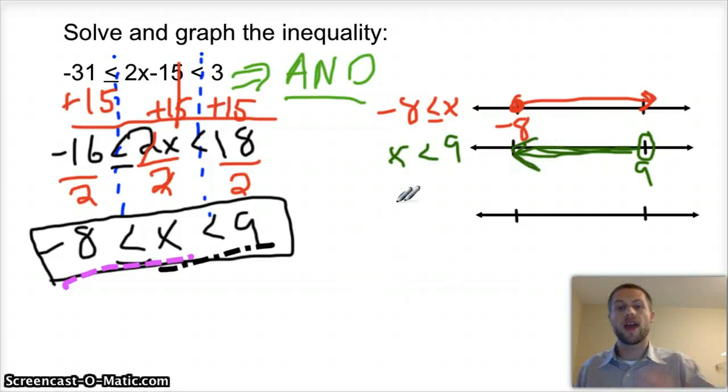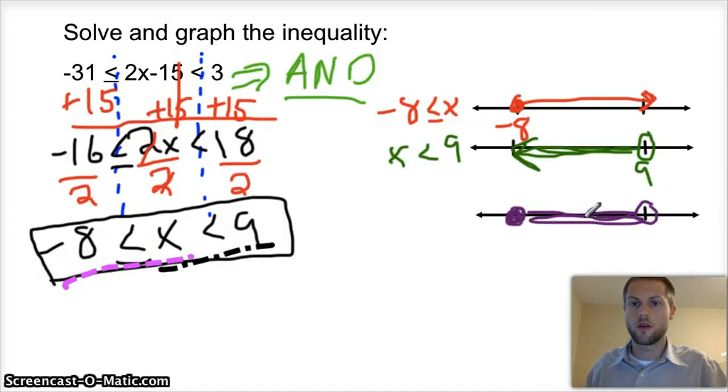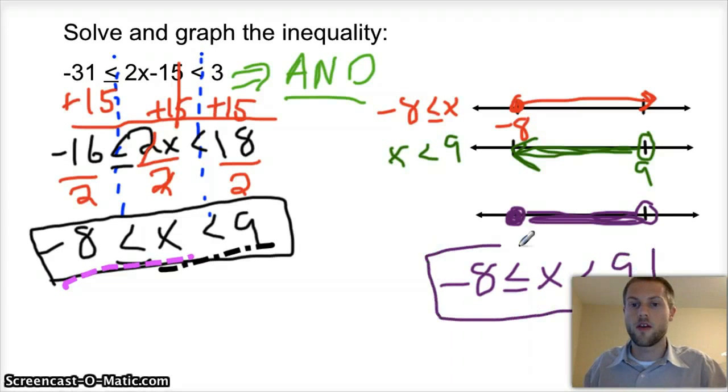Remember now that the "and" is wherever I have 2 lines overlapping. So I want to pretend to drag my pen across these 2 lines and see where the overlap happens. For my final answer, that's going to happen between negative 8 and positive 9. Closed circle over here, open circle over here. So my final solution set is going to be negative 8 is less than or equal to x, which is less than 9. And there it is. There you have it.